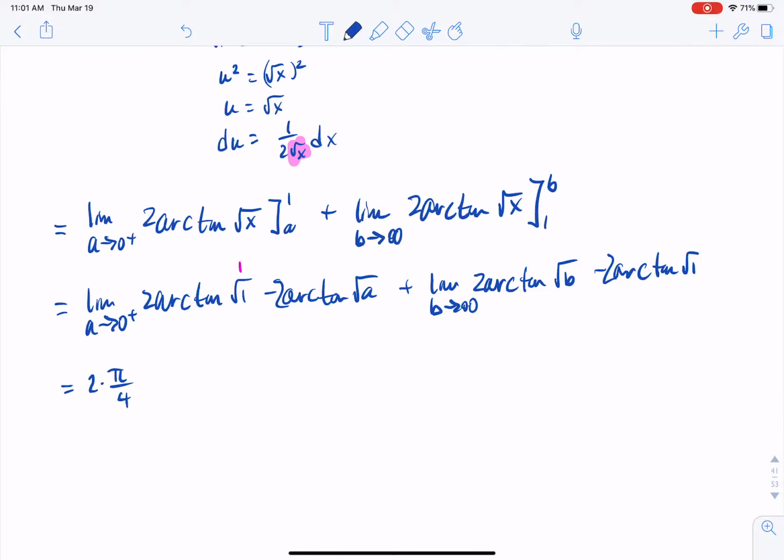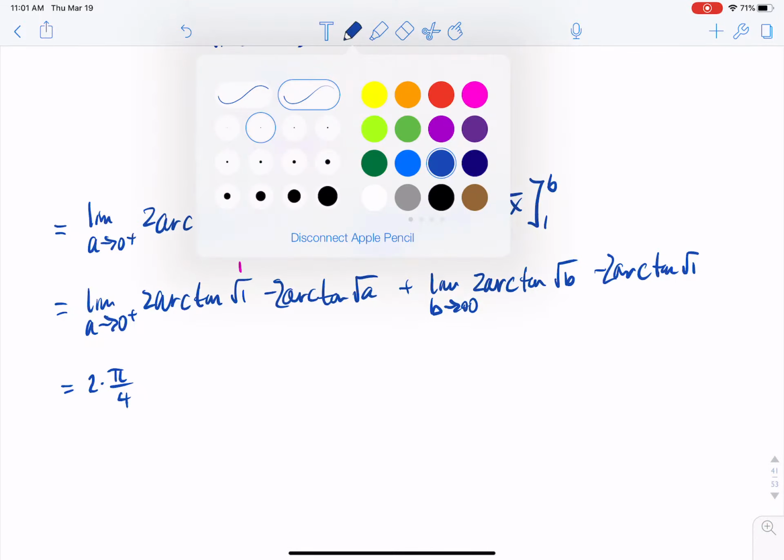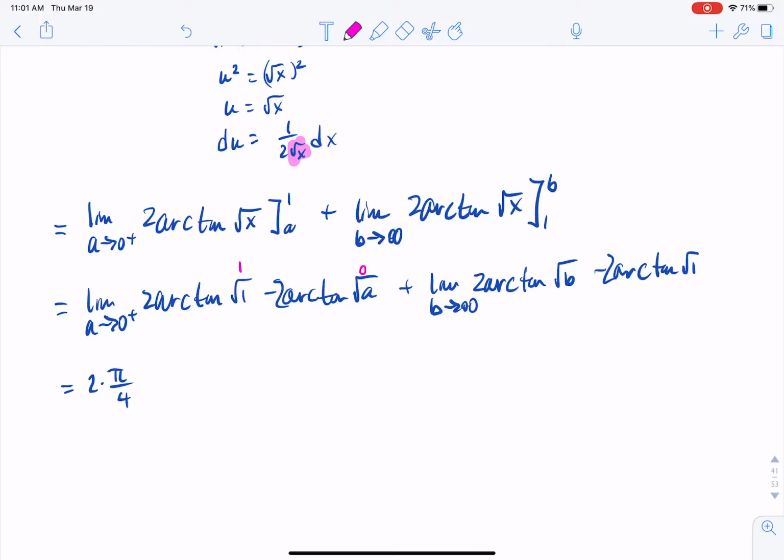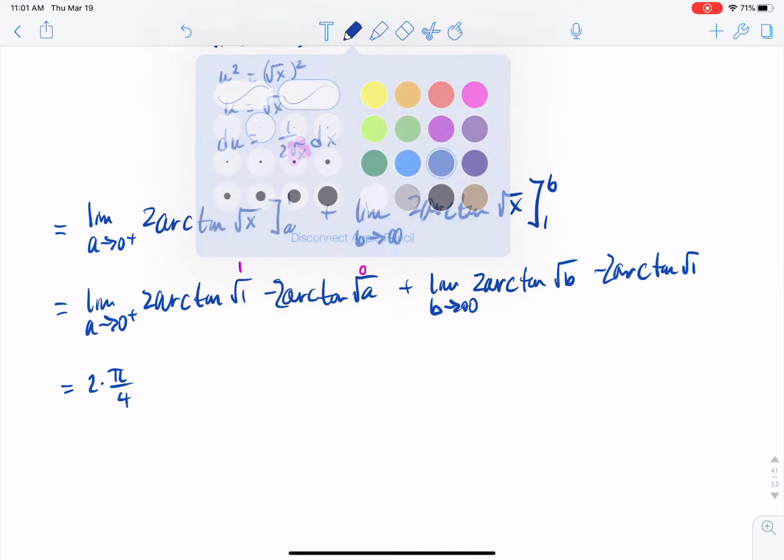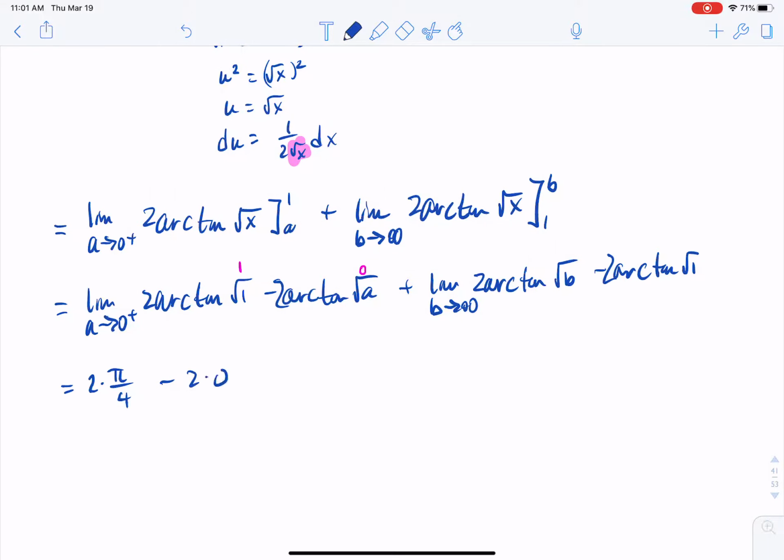Okay. And then as a approaches 0 from the right-hand side, this is going to be the arctangent of 0. Arctangent of 0 is 0. So I'm going to subtract 2 times 0 from that. Don't add it. All right, plus, over here on the next part, the 2 times the arctangent of the square root of b. b is going to infinity. So the arctangent, whenever it goes to infinity, as we've seen about 45,000 times, goes to pi over 2.